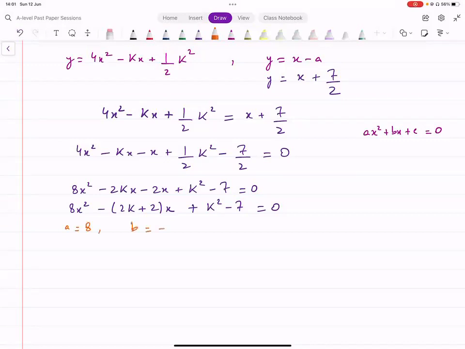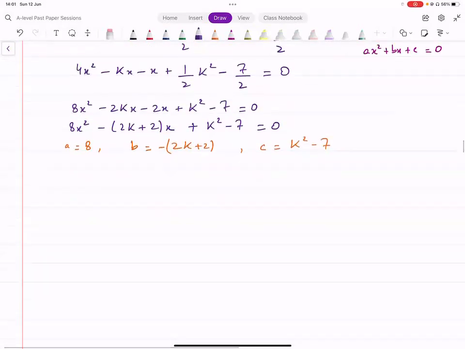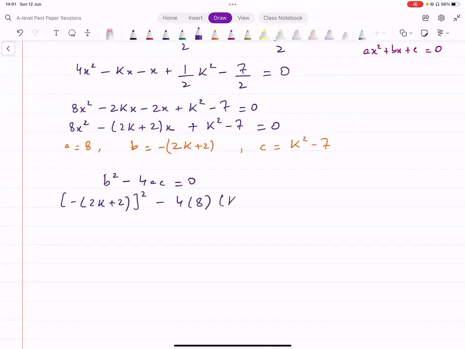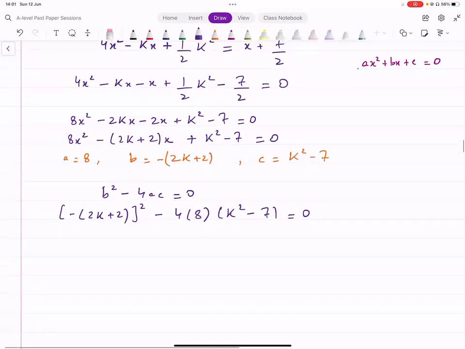B is minus into 2k plus 2, and c is k squared minus 7. So what we want now is to put the discriminant, that's b squared minus 4ac, equal to 0. Let's input values in this. We've got minus into 2k plus 2 whole squared minus 4 into 8 into k squared minus 7, that equals 0.